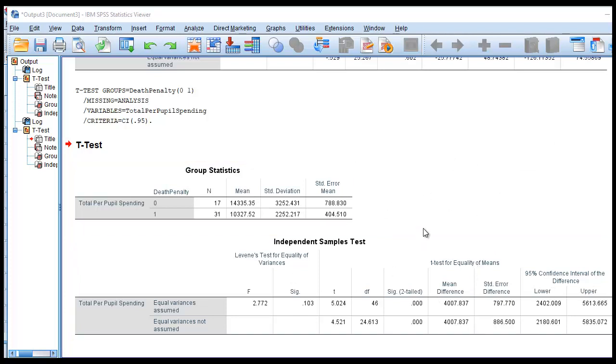So that is a short, or maybe not so short, discussion of the independent samples t-test using SPSS.